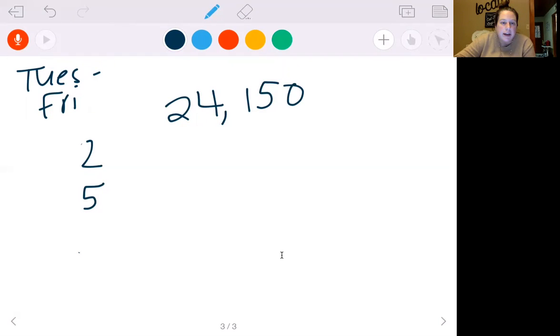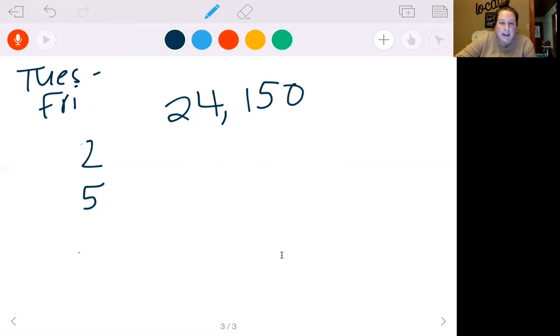Okay, let's try 3. If the sum of its digits is divisible by 3. Okay, so let's go down here and add them. 2 plus 4 plus 1 plus 5. So that's 4, 5, 6, 7, 8, 9, 10, 11, 12. I can divide 12 by 3, so 3 checks out.